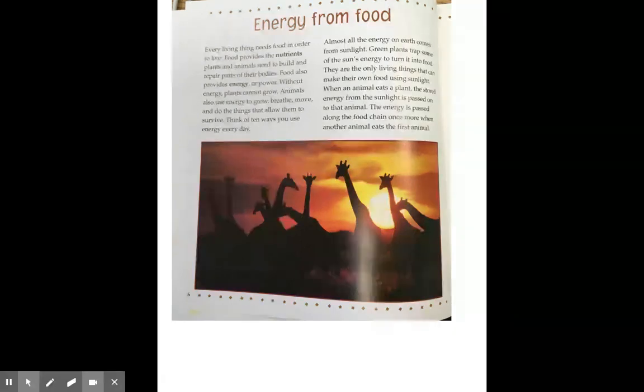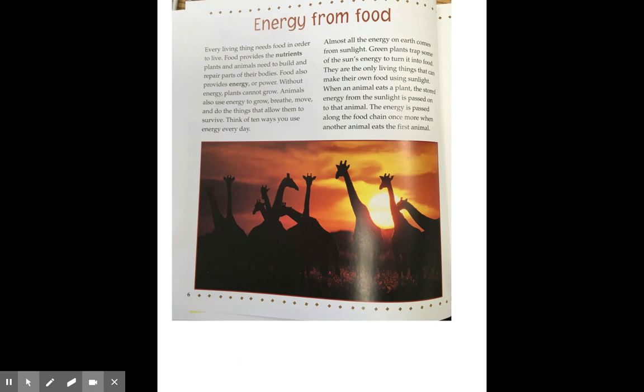Almost all the energy on Earth comes from sunlight. Green plants trap some of the sun's energy to turn it into food. They are the only living things that can make their own food using sunlight. When an animal eats a plant, the stored energy from the sunlight is passed on to that animal. The energy is passed along the food chain once more when other animals eat the first animal.